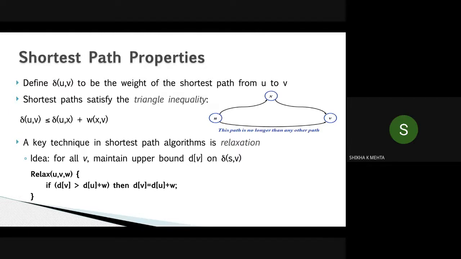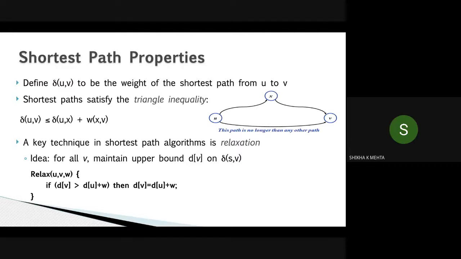See if the new distance is, let us say, less than the previous one, so we will update, because we have to find out the shortest path. In these algorithms, this updation of the distance, that we are saying distance of u to v, there is one direct path and there is one indirect path. So we are talking about if this path is no longer than any other path, right?